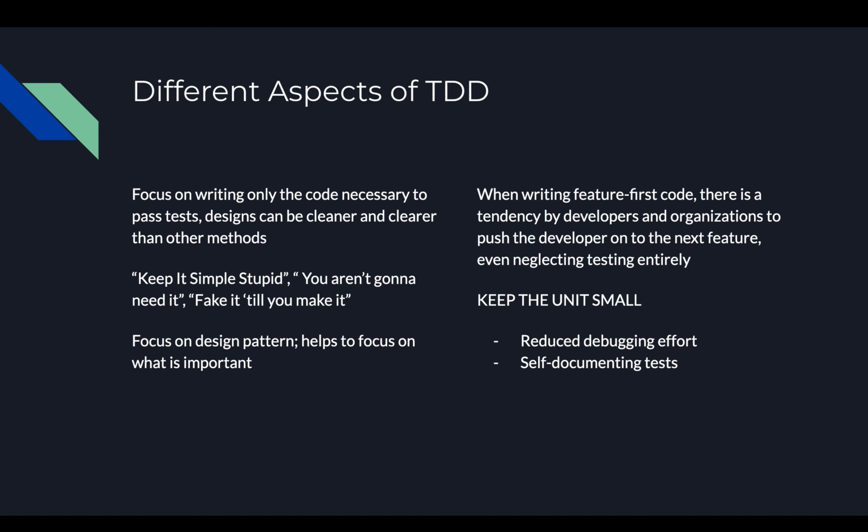And another thing to keep in mind is you're supposed to keep the unit small. And by unit, I mean a class or group of related functions, which, another word for related functions, is module. And by keeping the unit small, it helps to reduce the debugging effort. Because those units are small, it helps test cases to be easier to read and easier to understand. And by keeping those units small, it helps also to have self-documenting tests.